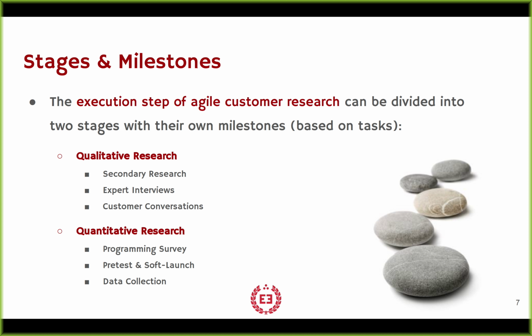And that's true as well of the quantitative research stage. You have programming the survey, pre-testing and soft launching, and then data collection. Now again, within each of these milestones, which are these bullets here, you have tasks. So with secondary research, there are a lot fewer tasks than there are with customer conversations. With customer conversations, you have to identify customers, you have to vet them, you have to solicit them, you have to schedule the interview, you have to conduct the interview, you have to send them the incentive. All of those tasks are related to that conversation, which is why it is a milestone within the stage of qualitative research.